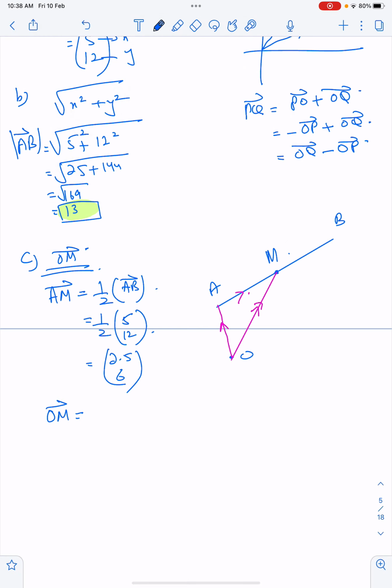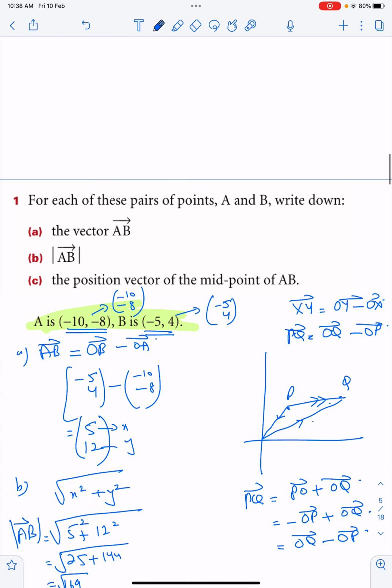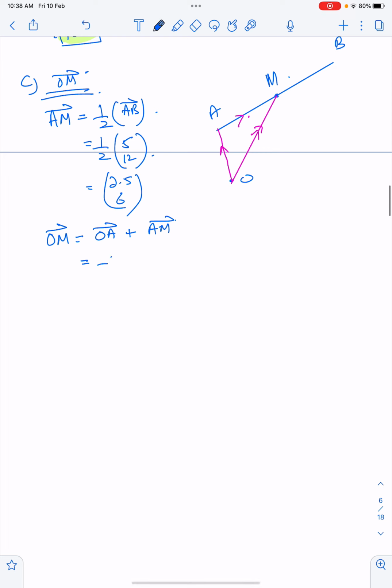OM is equal to OA plus AM. Since I already have OA and AM, I can simply add them together. OA is minus 10, minus 8, and AM I just found out to be 2.5 and 6. Let's simplify: minus 10 plus 2.5 is minus 7.5, and minus 8 plus 6 is minus 2.